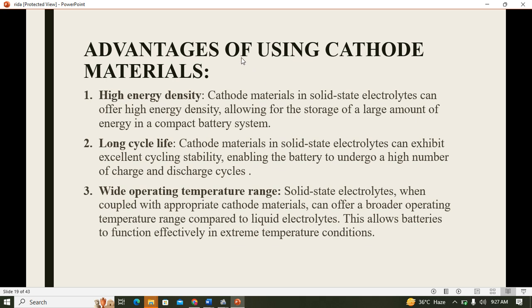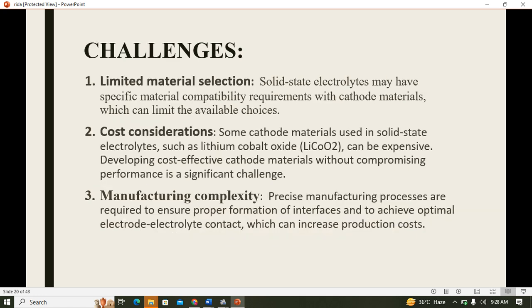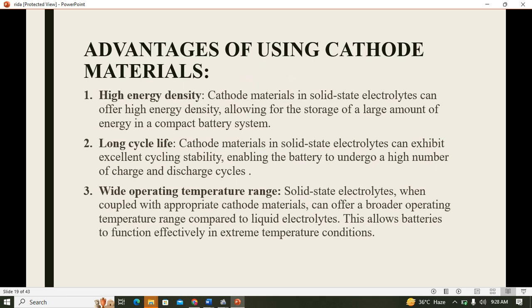Here are some advantages of using cathode materials. First one is high energy density, second one is long cycle life, and the third one is wide operating temperature range. First one is high energy density. Cathode materials in solid state electrolytes can offer high energy density, allowing for the storage of a large amount of energy in compact battery systems.